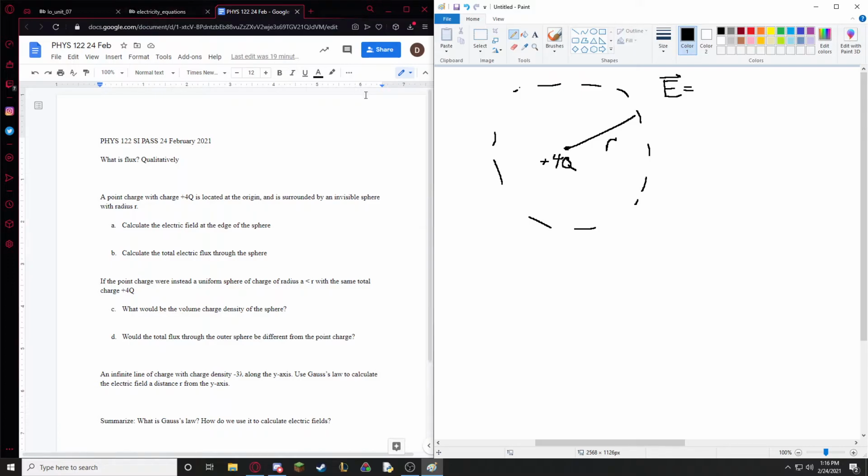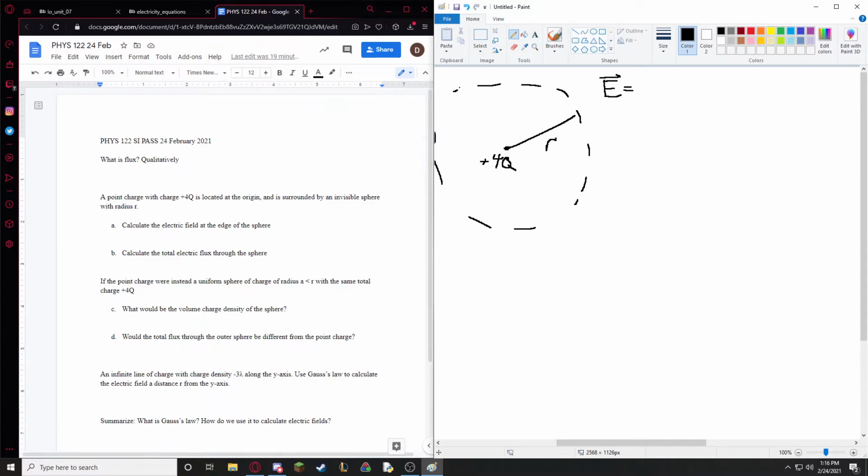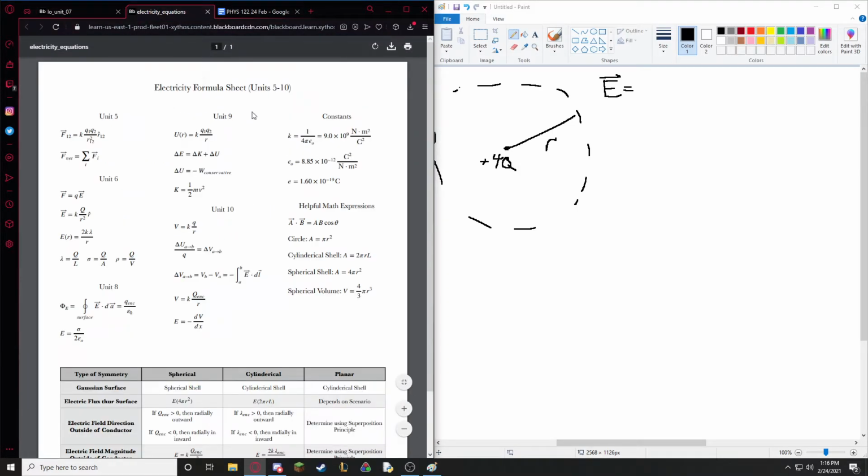You would use, let's see. I recommend looking back at the formula sheet if you ever have any questions about anything. Okay, so it'd be K times Q over R squared. Yep, so it's going to be K times whatever our charge is, which is 4Q, over R squared.